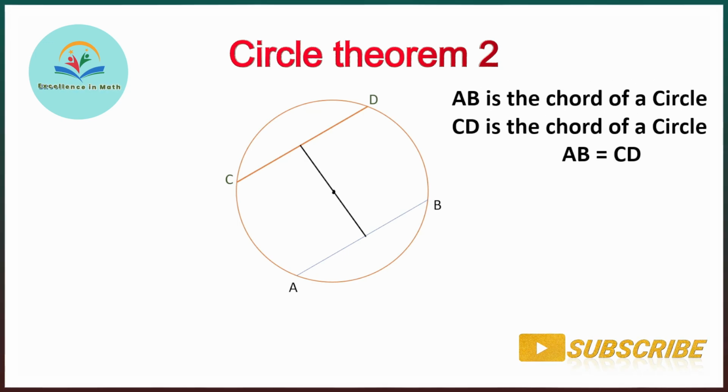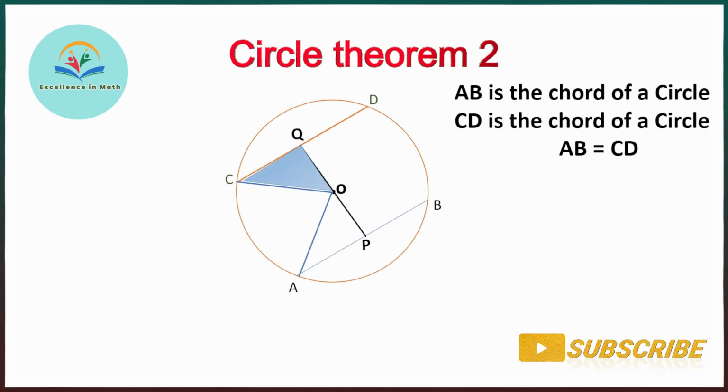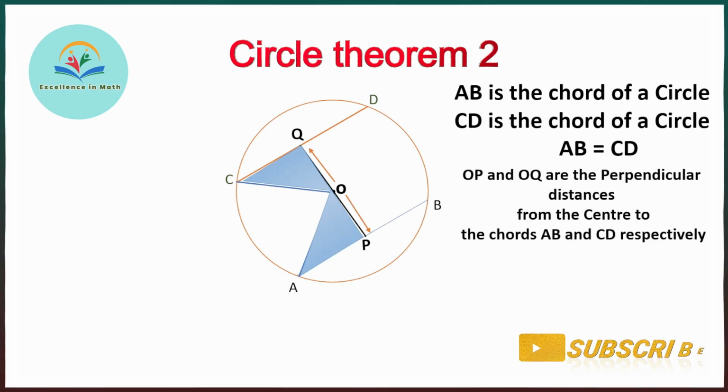Now, draw perpendicular distances from the center O to the chord AB as OP and to CD as OQ. Now, join OC and OA. OC and OA are radii of the circle whose center is O. Am I clear? On observing the triangles CQO and APO, we can say that OP and OQ are the perpendicular distances from the center to the chords AB and CD respectively. Now, OA is a radius of the circle. OC is also a radius of the circle. So they are equal in length.